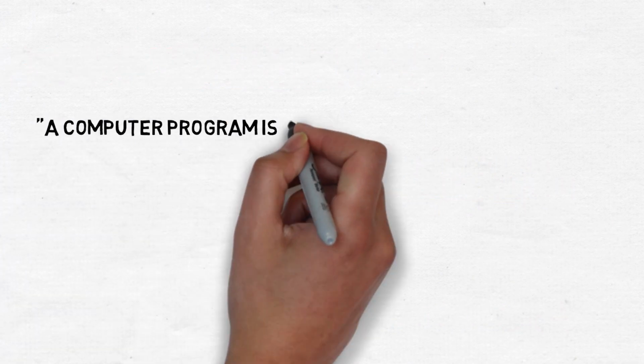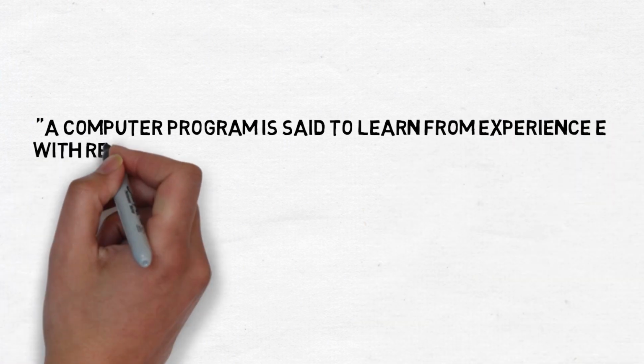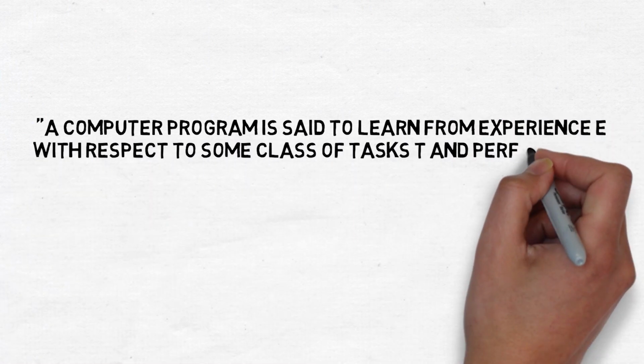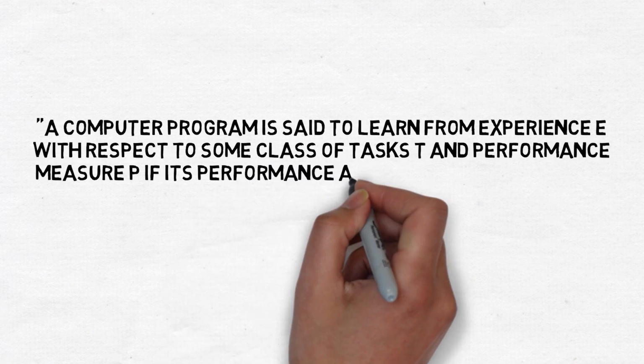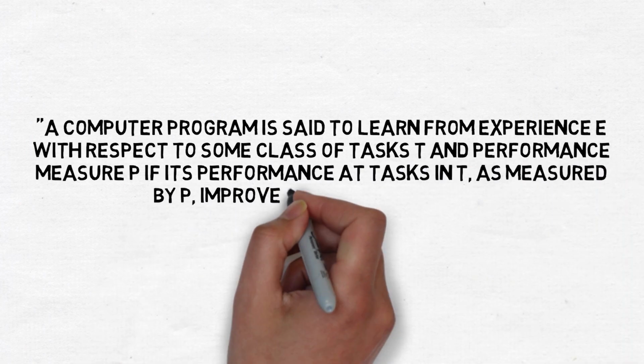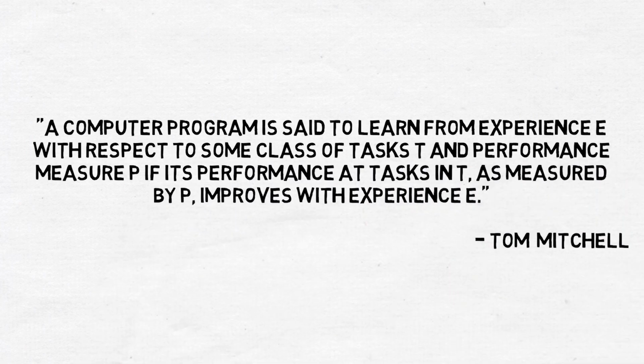A computer program is said to learn from experience E with respect to some class of tasks T and performance measure P, if its performance at tasks in T, as measured by P, improves with experience E. And this was stated by Tom Mitchell. So let's break this down.